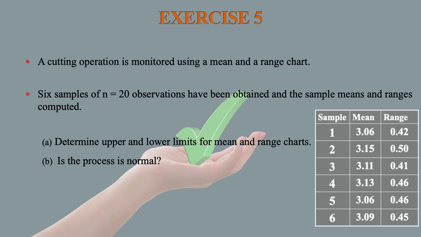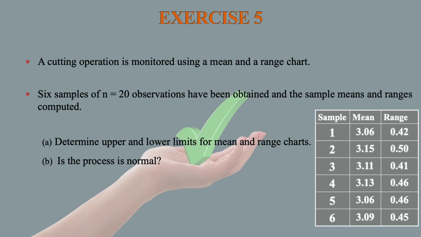For sample 1 the mean is 3.06, range is 0.42. For sample 2 the mean is 3.15, the range is 0.50. For sample 3 the mean is 3.11 and range is 0.41. For sample 4 the mean is 3.13 and range is 0.46. For sample 5, the mean is 3.06 and the range is 0.46. For sample 6, the mean is 3.09 and range is 0.45.